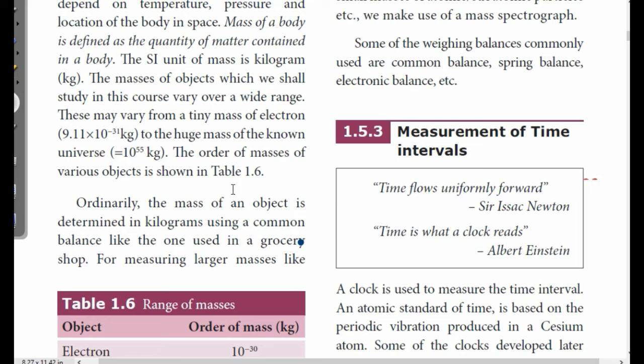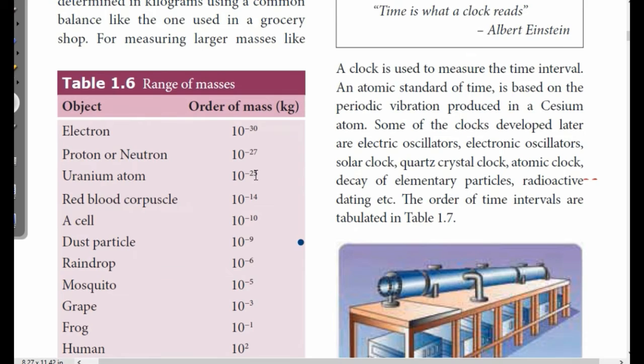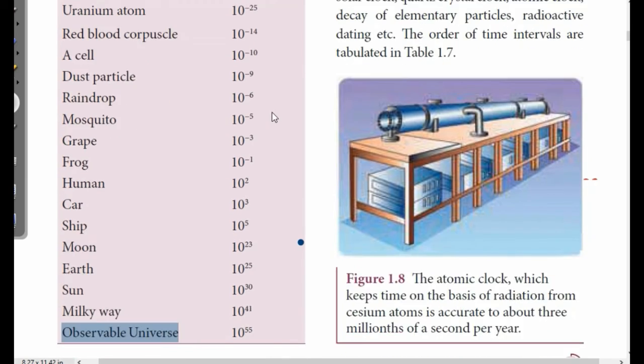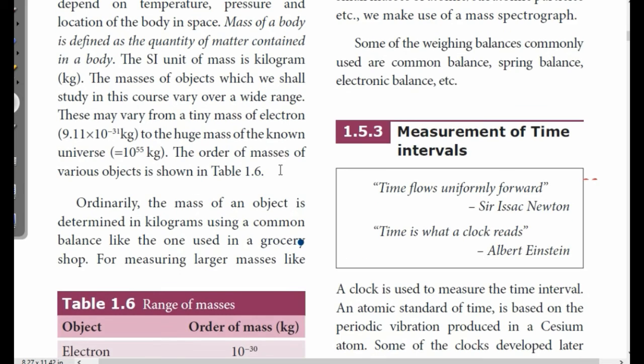So there's a range, from small mass to larger mass. See, this is the smallest mass, this is the largest mass. So this is the range of masses. The order of mass of various objects is given here.